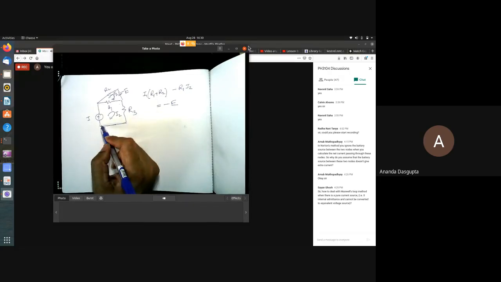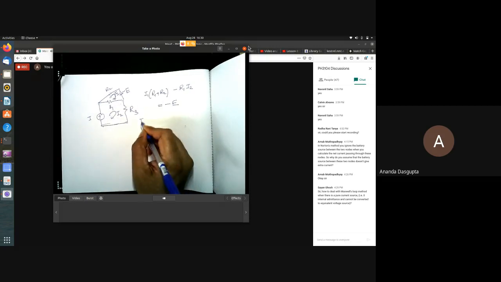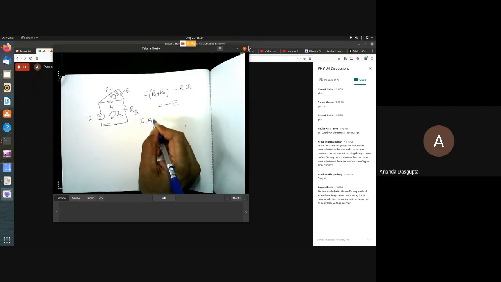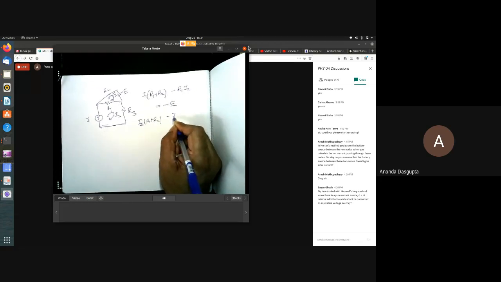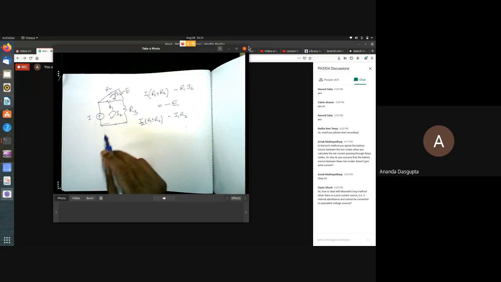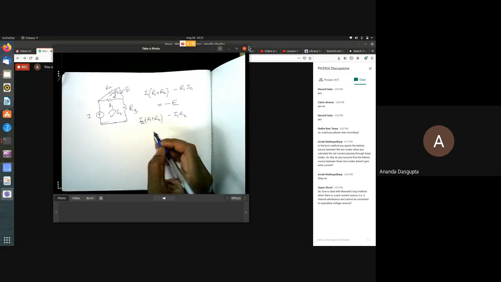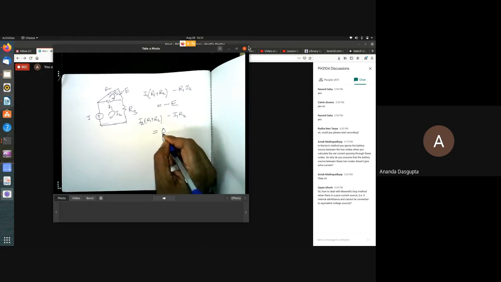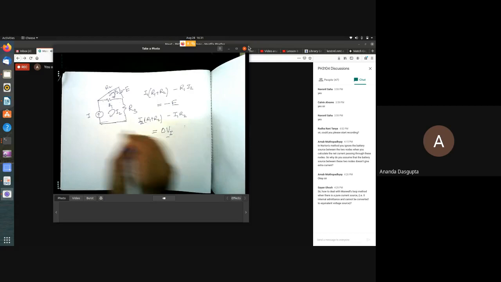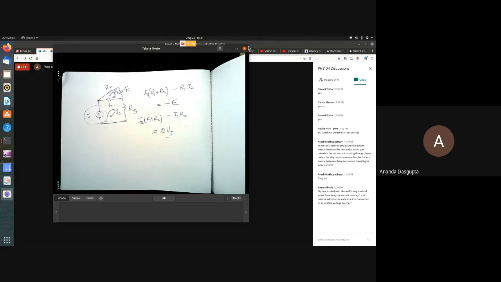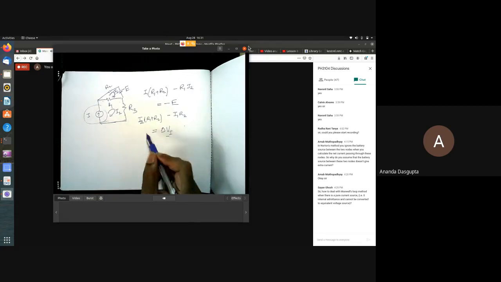Unfortunately, I cannot write down a loop equation for the second loop. Why? Because while I can write down I2 into R1 plus R2, minus I1 R2, as a drop across R1 and R2, these two together have to be equal to the rise across the current source, whatever rise is here. This has to be correct. This is Kirchhoff's voltage law.